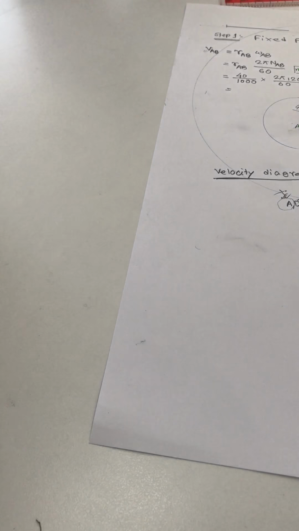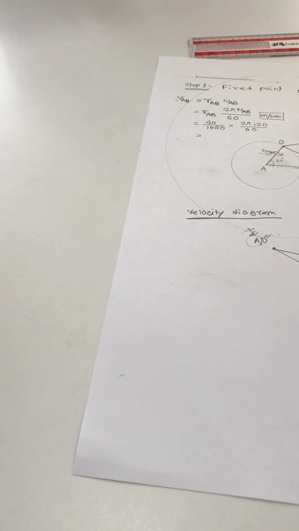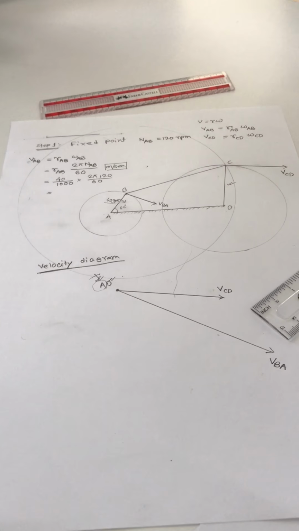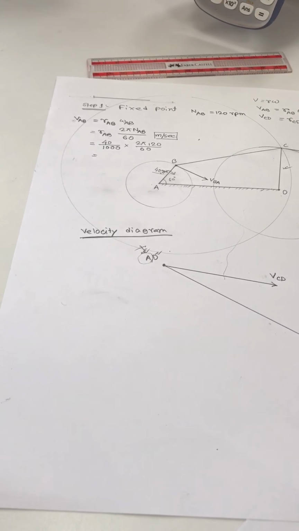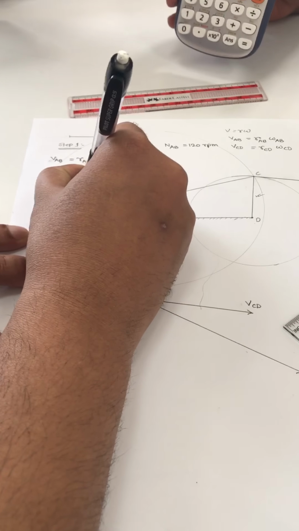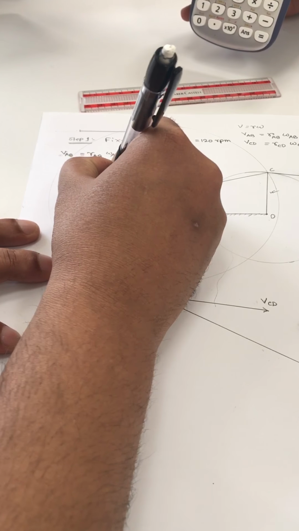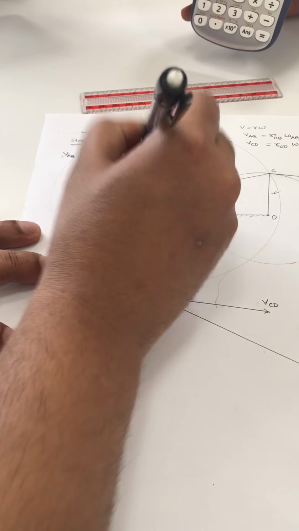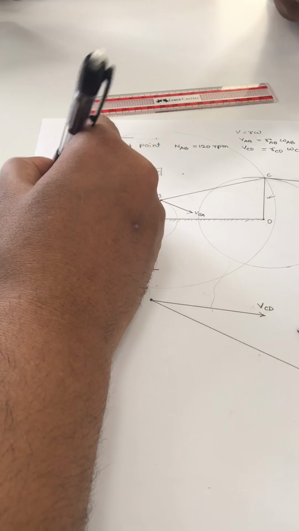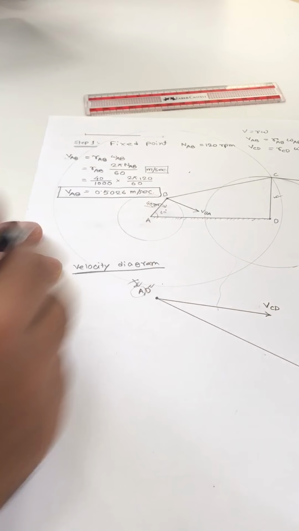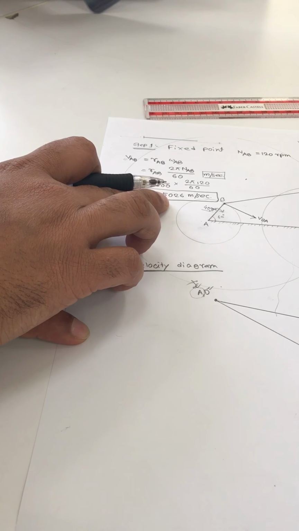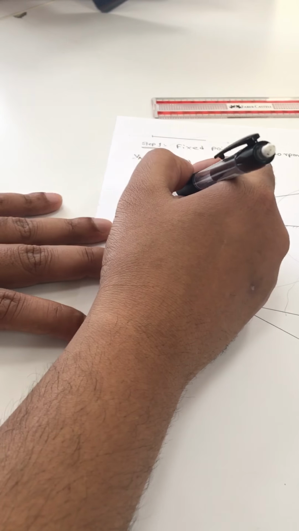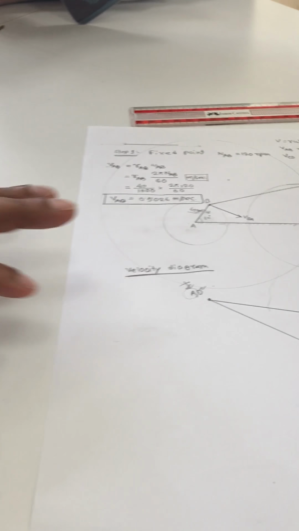I'm getting 0.5026 meter per second. Interesting number. So the VAB value, the linear velocity, is about 0.5. Can I draw 0.5 from the scale? It is very hard, I can't draw that one.